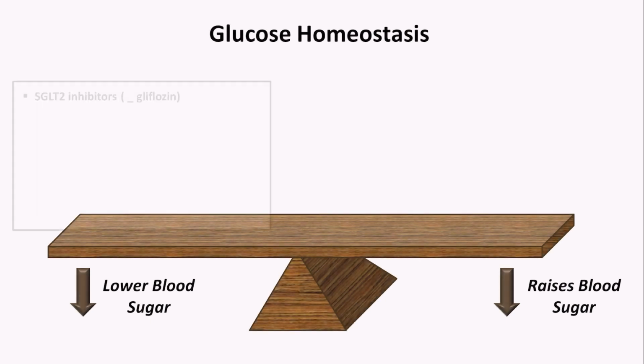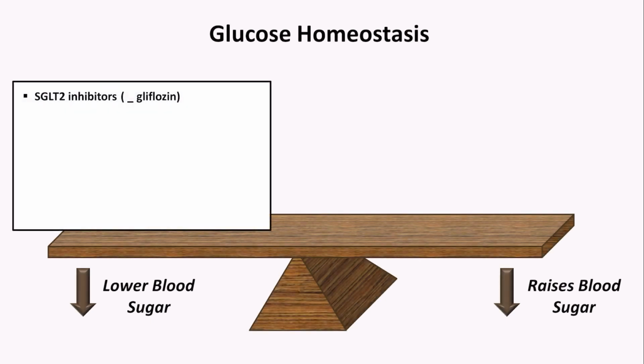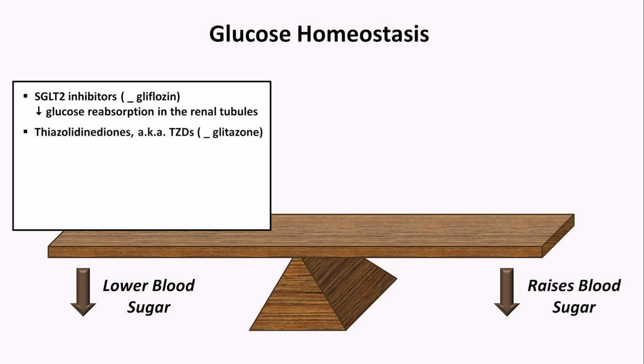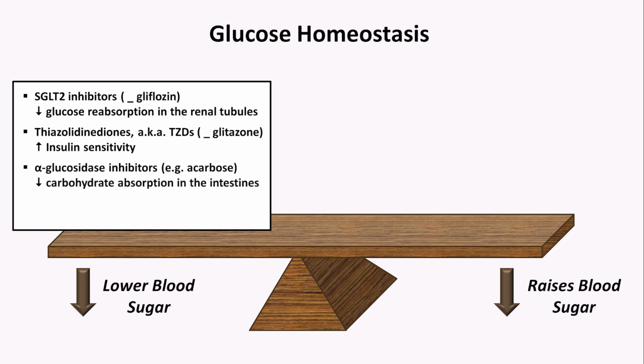Beyond the pancreatic hormonal pathways, there are 4 more medication classes that affect glucose homeostasis. SGLT2 inhibitors, which all end in the suffix gliflozin, decrease the reabsorption of filtered glucose in the renal tubules. Thiazolidinediones, commonly known as TZDs or glitazones, after their suffix, increase tissue sensitivity to insulin. There are alpha-glucosidase inhibitors, such as acarbose, which decreases carbohydrate absorption in the intestines. This is actually neither an effective nor widely used medication, and therefore won't be discussed further.